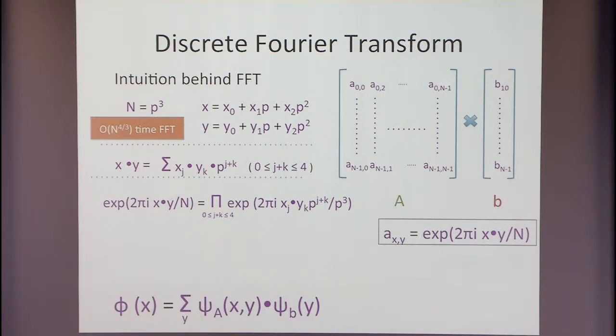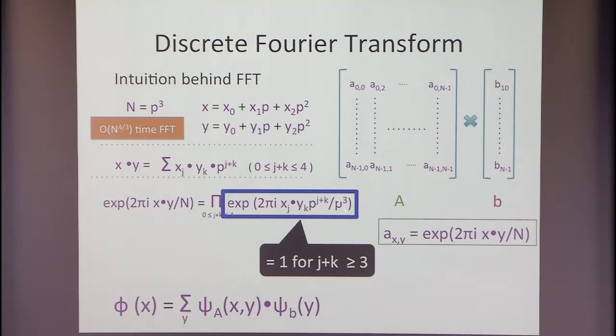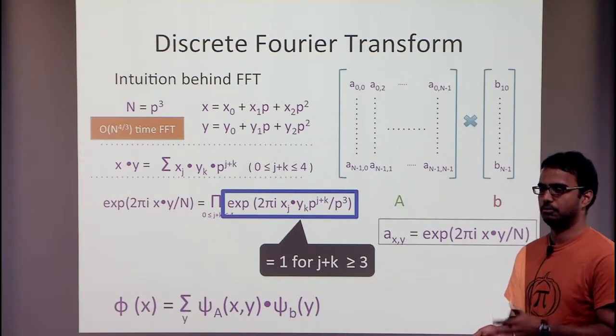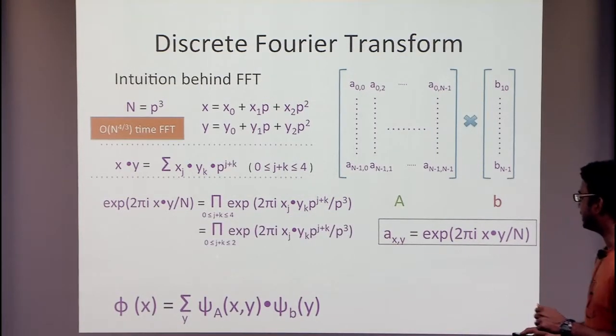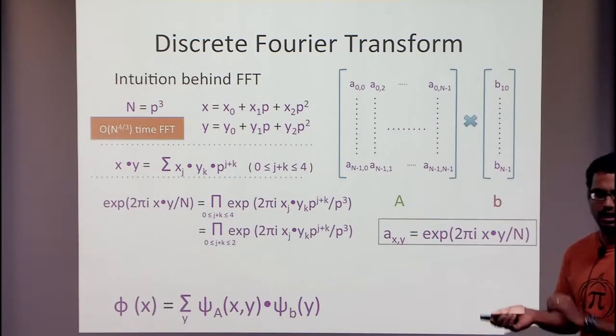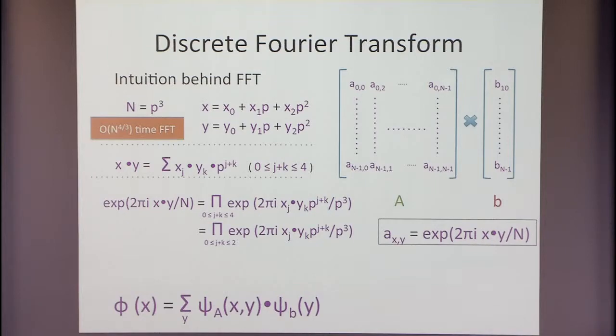Now, the thing to note is, if j plus k is at least 3, this value is an integer, so I have e raised to the 2 pi i times an integer, so it's always going to be 1. So you can just drop them off from the product. That's the same as saying you only need to look at this product when j plus k is at most 2. And this factor of 2 savings from 4 to 2 will basically make the runtime go down from trivial p to the 6 to p to the 4. I'll show later on, but that's essentially the idea.